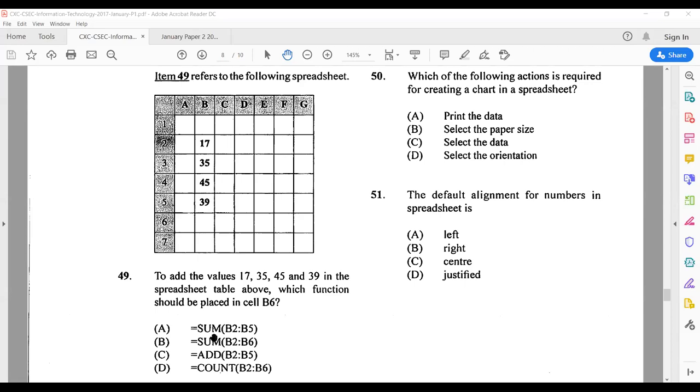A calculates the sum from B2 to B5, and B calculates the sum from B2 to B6. You have to first note that the values are in B2, B3, B4, and B5, and you want the function to be in B6. So it will be the sum of B2 to B5, not B6, because B6 has no data, and that's where you want the answer to be. So the answer to 49 is E.